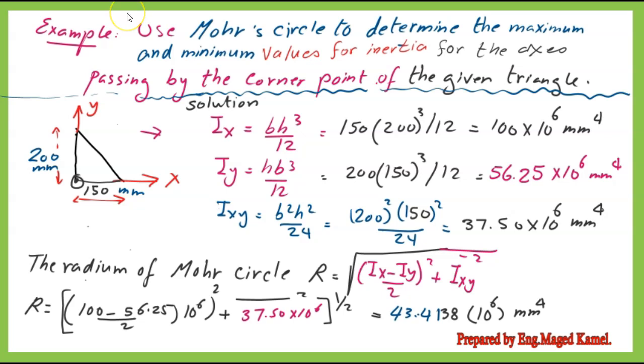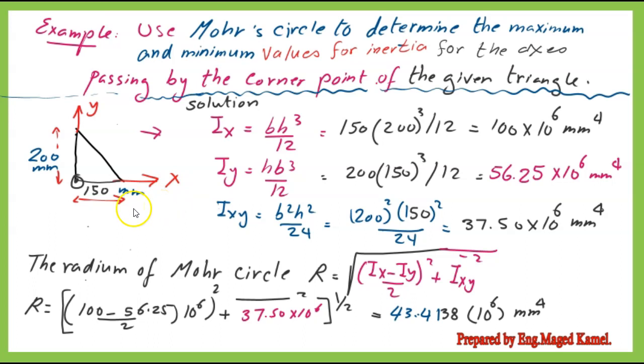We will solve a practice problem for case 1 of Mohr's circle of inertia, where Ix is bigger than Iy and Ixy is positive. Use Mohr's circle to determine the maximum and minimum values of inertia for axes passing the left corner of the given triangle. We have a case of right angle triangle.